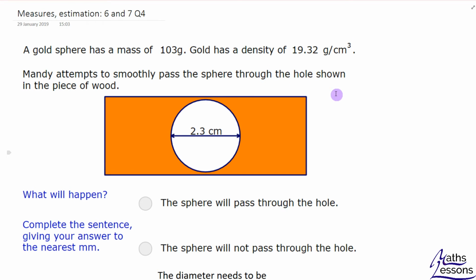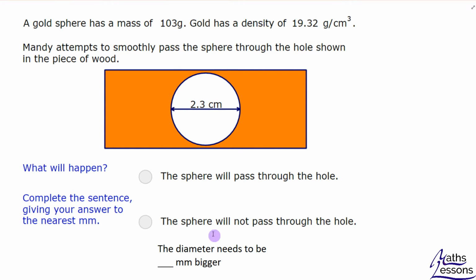Right, one problem to finish off. Now it might be it will pass through the hole, it might be it will not pass through the hole. If it doesn't pass through, then you need to work out how many millimeters you need to make the diameter bigger. You go on to My Maths, you'll find every time you do this question it could be one or the other as your answer. I'll just give you 2 minutes to do this one.